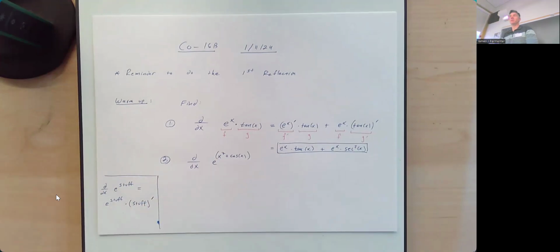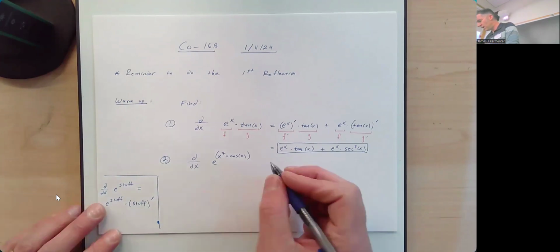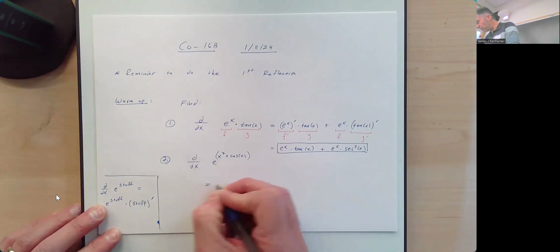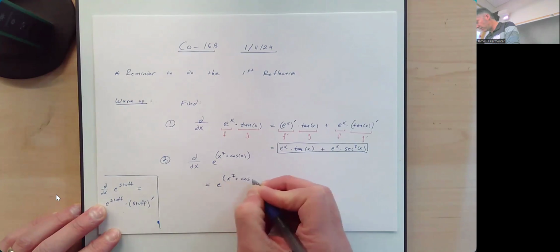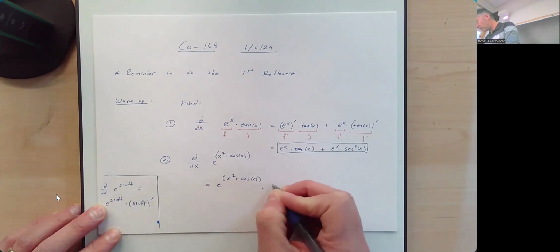That's it. That is how I would actually literally say it out loud and in my head. When I'm doing the derivative of e to the something, I'm like, oh yeah, we've got e to the stuff. The derivative is e to the stuff times the derivative of the stuff. So here that's going to be e to the stuff, so e to the x to the 7 plus cosine of x times the derivative of that stuff.